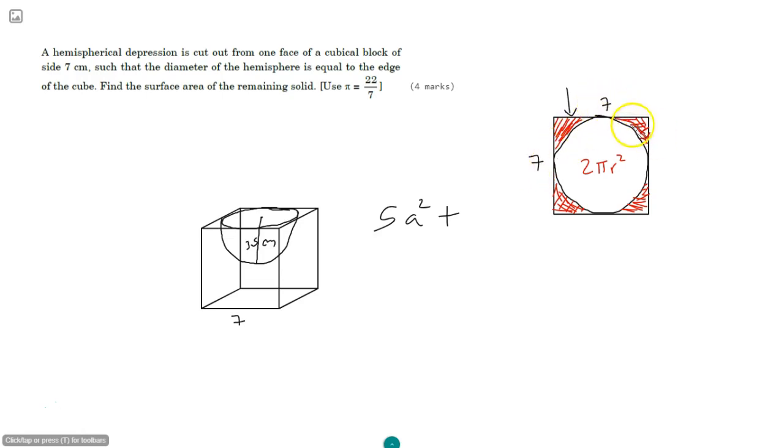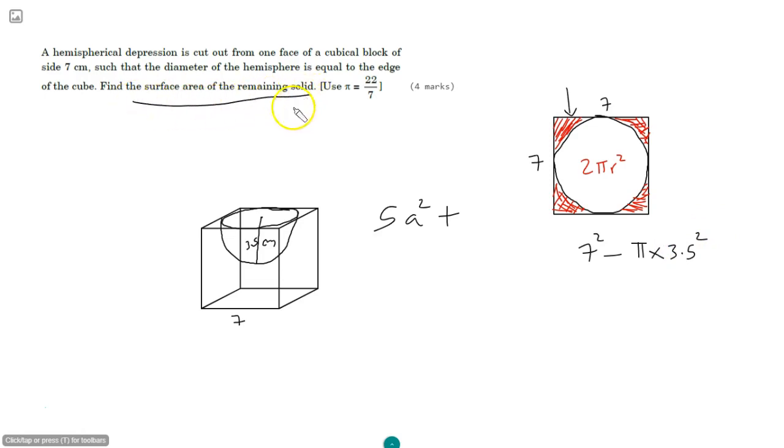So the area shaded in red is going to be the area of the square, which is 7 square, minus the area of this circle. Area of the circle is pi r squared, and r is 3.5 because the diameter of the hemisphere is 7 centimeters. So that's pi into 3.5 squared.